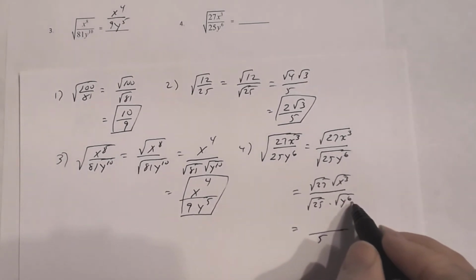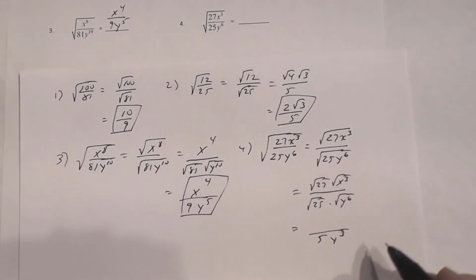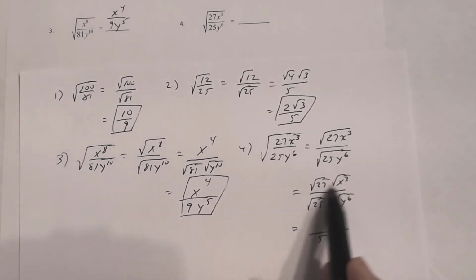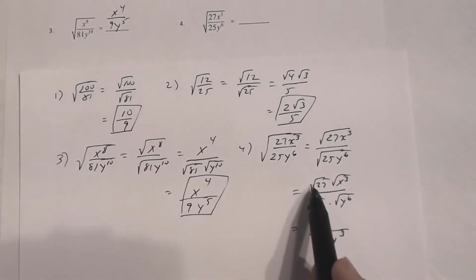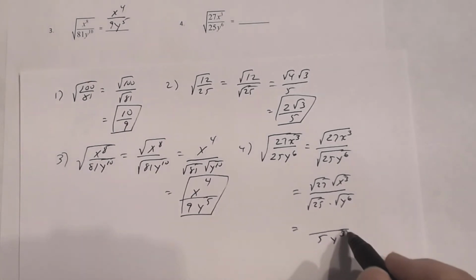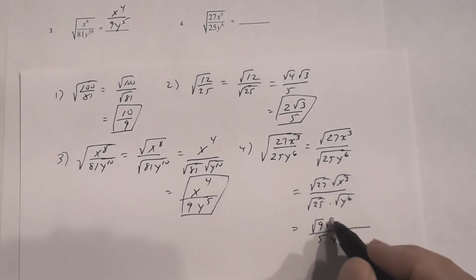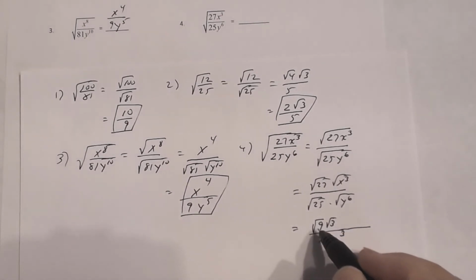The exponent in the denominator is even, so 6 divided by 2 is 3, so it'll be y cubed. So that's going to be the denominator. The numerator, I've got to deal with this. Now 27 is not a perfect square, but what's the largest perfect square that goes into 27? So that's going to be the square root of 9 times the square root of 3 using the product rule. 9 times 3 is 27.